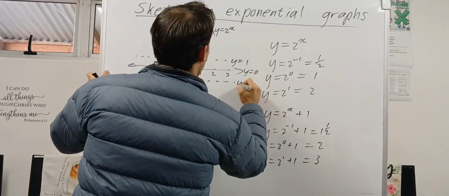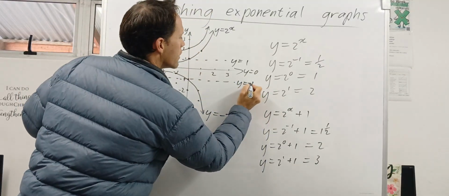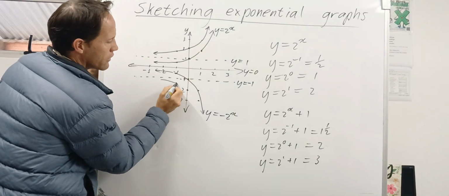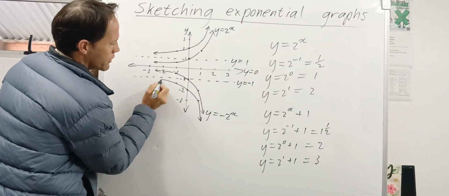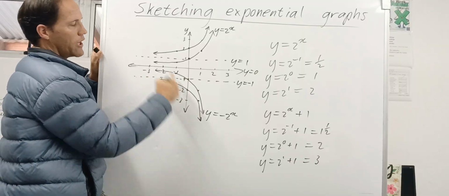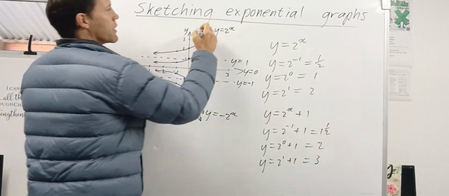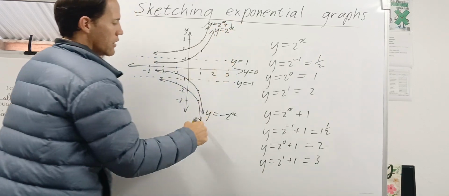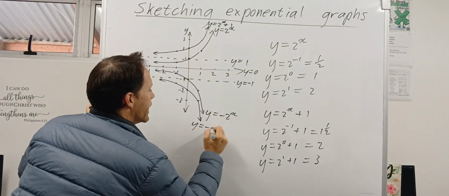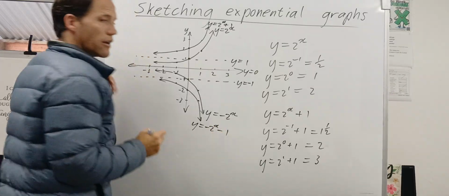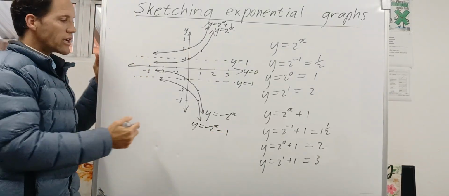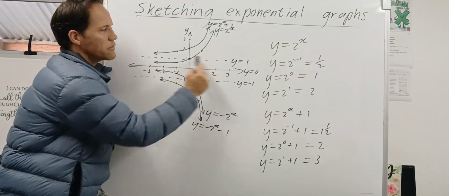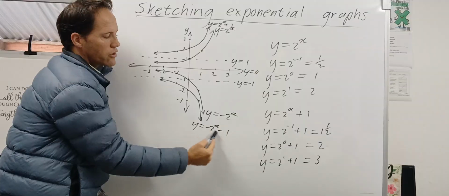So now at y equals negative 1, you can make your asymptote negative 1, and then from the asymptote you know that these ones will now go down like that. And there's the reflection of that graph. So this one was y equals 2 to the power x plus 1. This one will be y equals negative 2 to the power x minus 1. Okay, so as you can see, it's not just this one that changes signs, the asymptote also. The asymptote was y equals 1, now the asymptote is y equals negative 1.